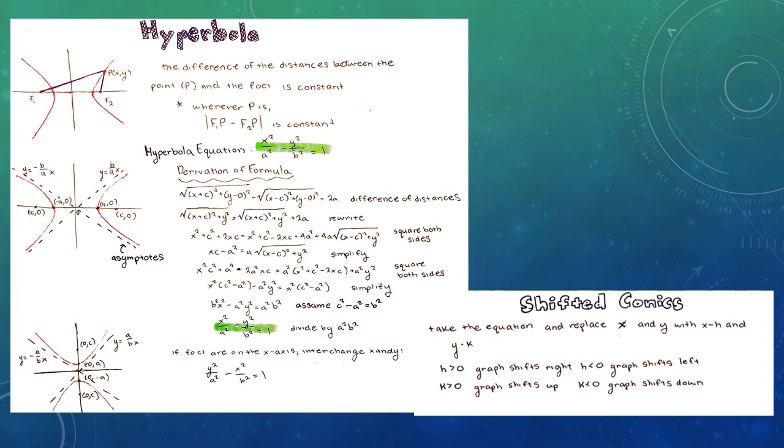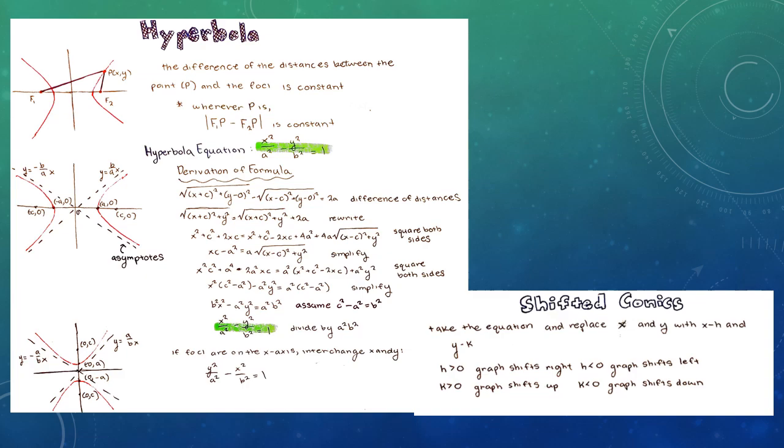To derive the formula of the hyperbola, it's similar to what we did for the ellipses, except we're going to take the difference of the distances and set it equal to 2a. Then we'll rewrite it, square both sides, simplify, square it again, simplify, and then since we know that b squared is equal to c squared minus a squared, we can substitute that in, and we'll get the final equation, x squared over a squared minus y squared over b squared is equal to 1.